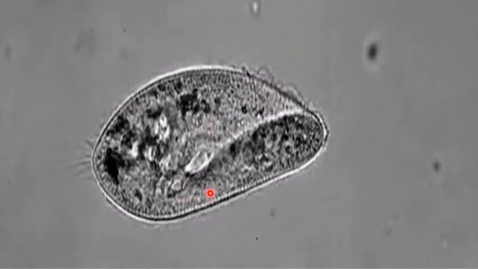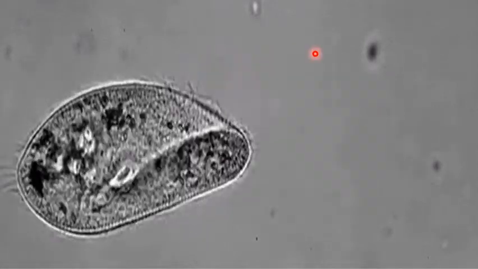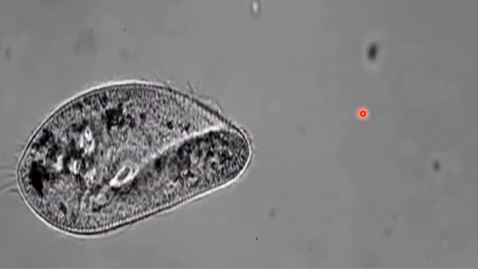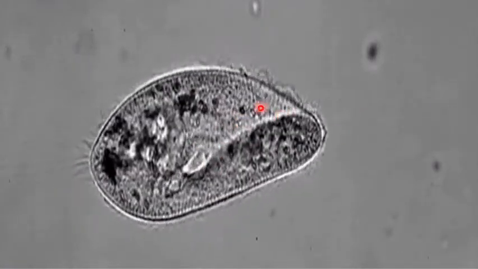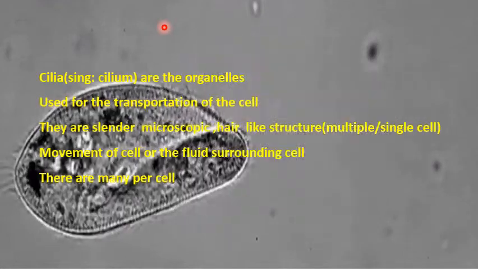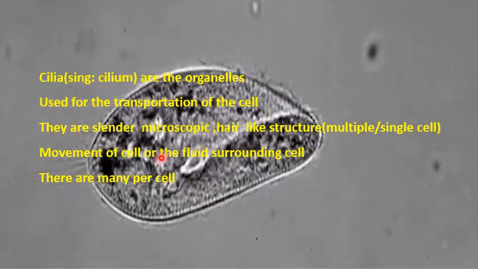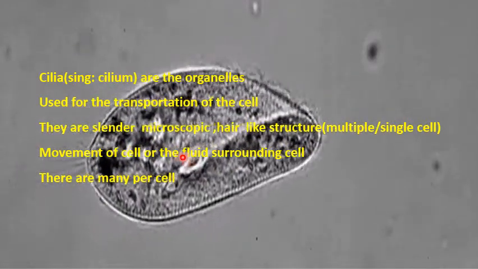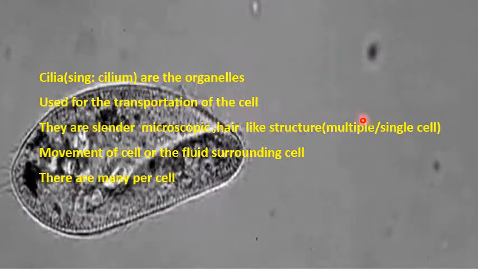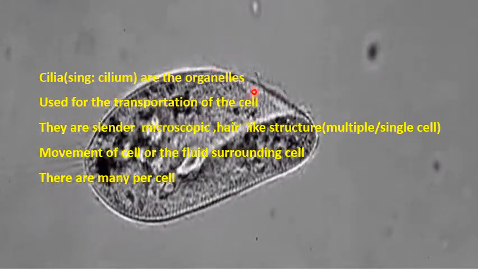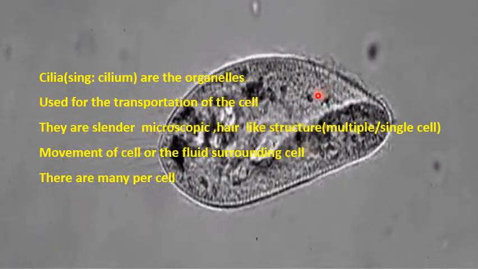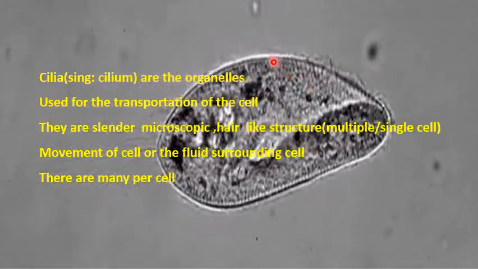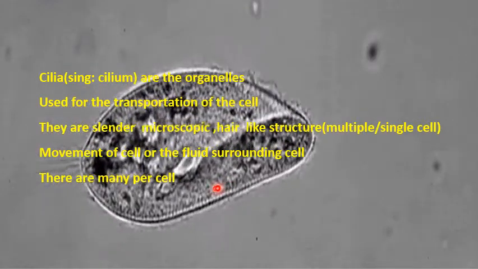So here you can see an organism which has cilia around it. With the help of cilia, it is moving back and forth. The movement is very fast. Cilia, the singular form being cilium, are used for movement. These are hair-like structures present around the cell. This is an example of a paramecium moving around with the help of cilia. It is moving with the help of this hair-like structure.